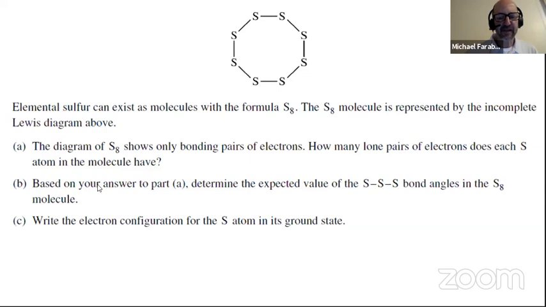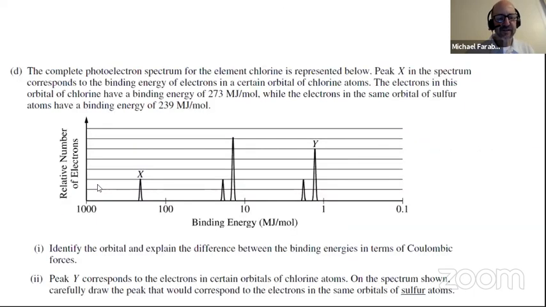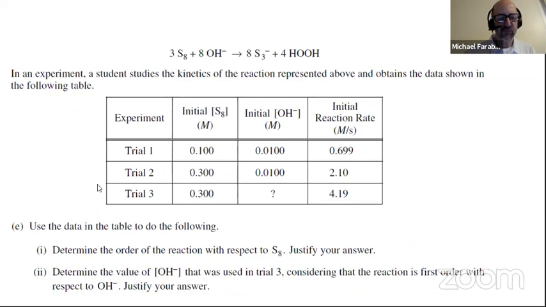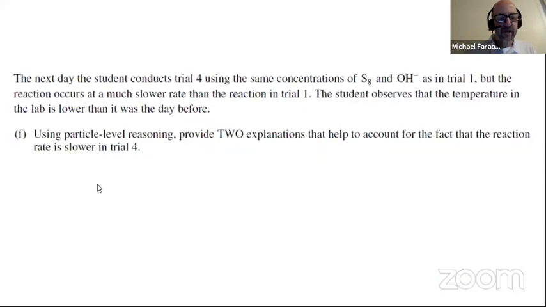That's parts A, B, and C. This is part D. You can see a photoelectron spectrum, and they have some questions about that. And there is also a part E of this question, and that is right here. This is about kinetics and reaction rates. And then finally, there is a part F. So again, at this point, I strongly encourage you to stop the video, solve all of the parts of this question, and then once you've gotten answers to parts A, B, C, D, E, and F, then you can go ahead and press play.